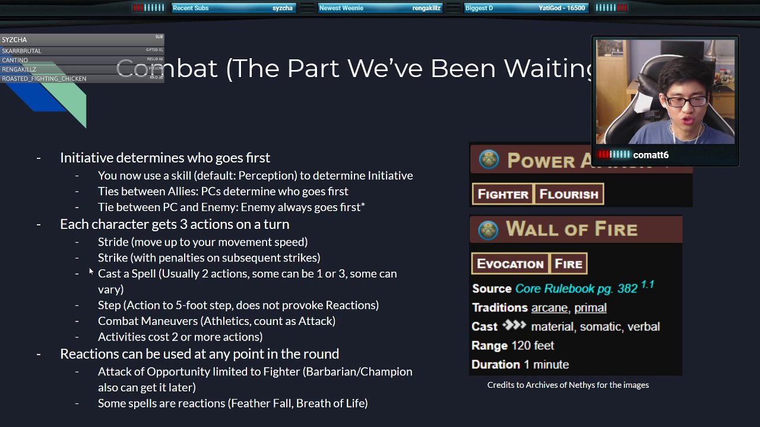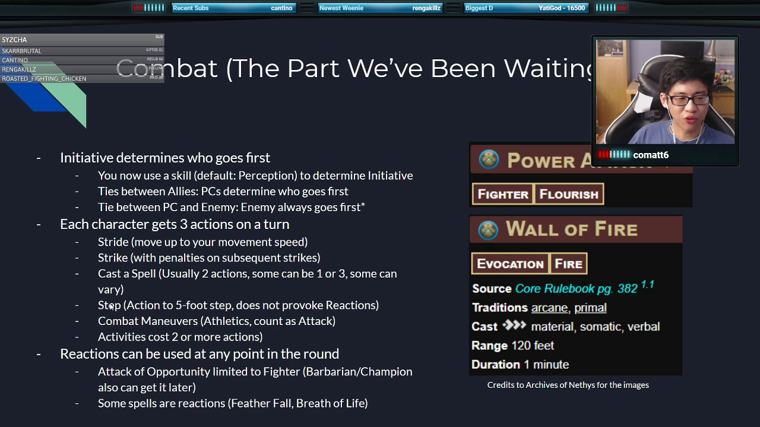Casting a spell usually will take 2 actions, and it'll say so right here. There's going to be a little icon indicating how many actions it takes. So for instance, Wall of Fire is going to take 3 actions to cast, and these are the different properties of casting it. A verbal component will require concentration. Material and somatic components will be manipulate actions.